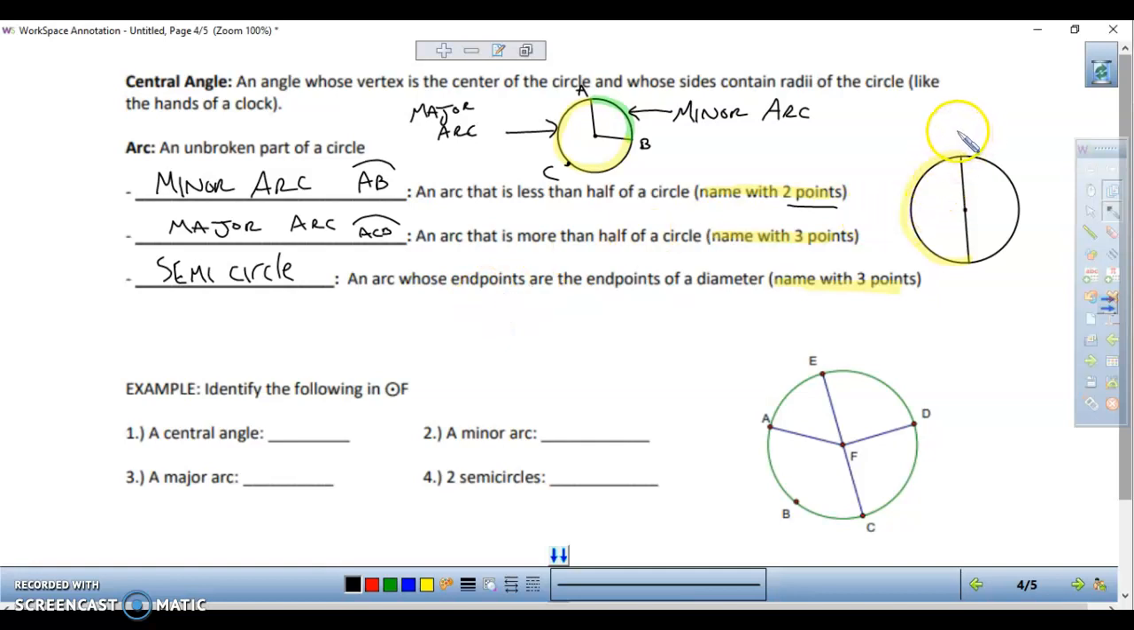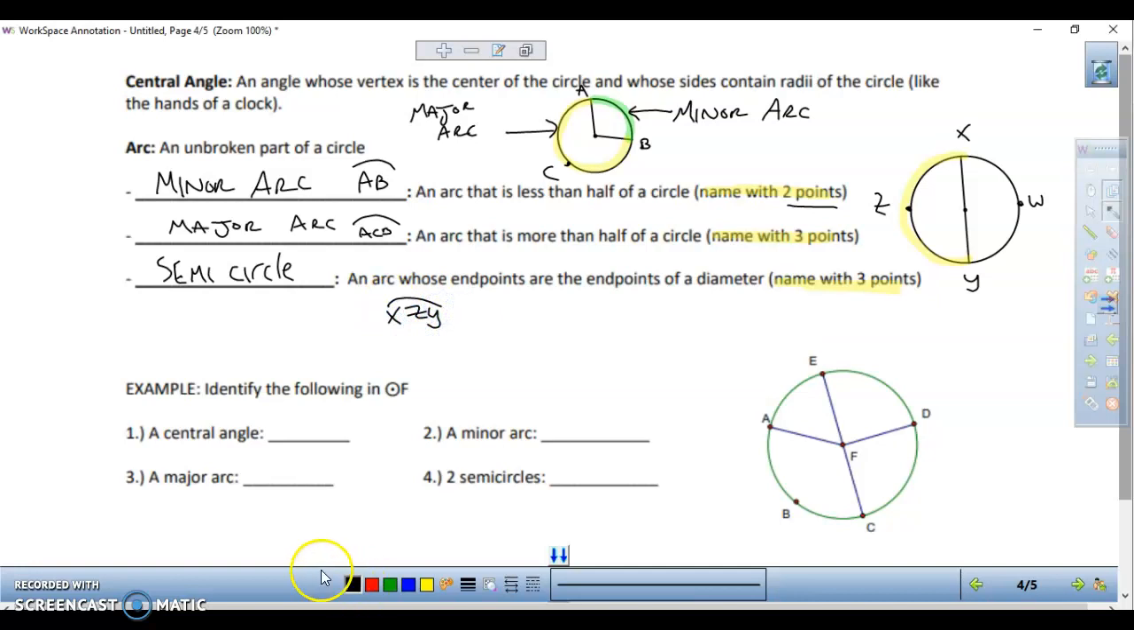And then with a semicircle, let's see if I can do this one here. It wouldn't make sense for you to just say arc XY, because I wouldn't know to go around the left side or the right side, so you need 3 points as well. So in this case, if I want to talk about this highlighted semicircle, I would say arc XZY.